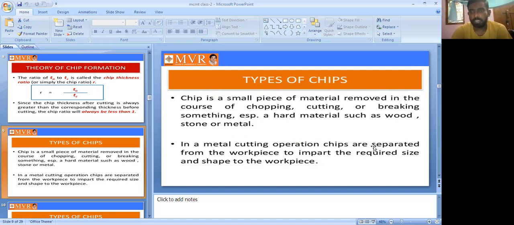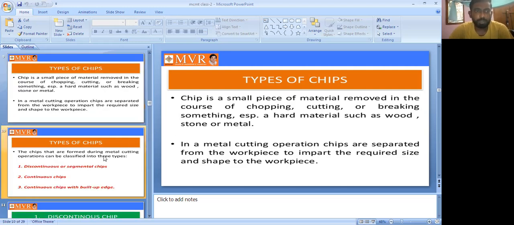In the metal cutting operation, chips are separated from the workpiece to impart the required size and shape to the workpiece. Why do we remove the chip? Only after removing the chip can we get the required shape and size of the workpiece. If we do not remove the chip, the workpiece remains as it is, and we cannot get the desired shape and size. So, by using the tools, you remove the chip from the workpiece. That is the definition of chips.